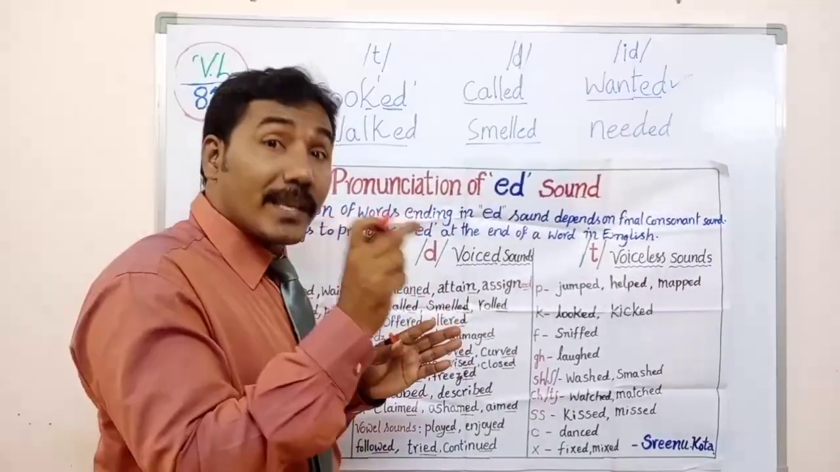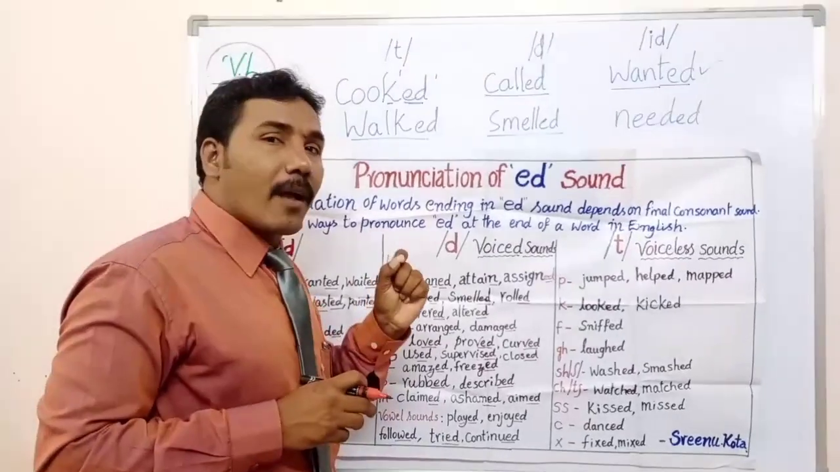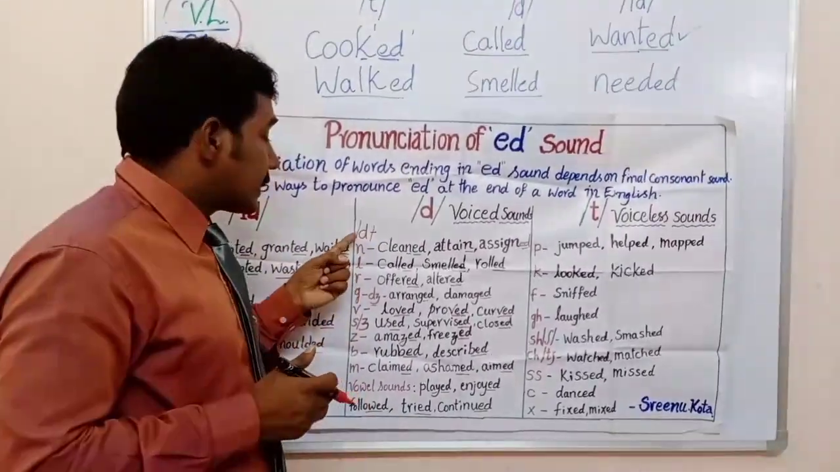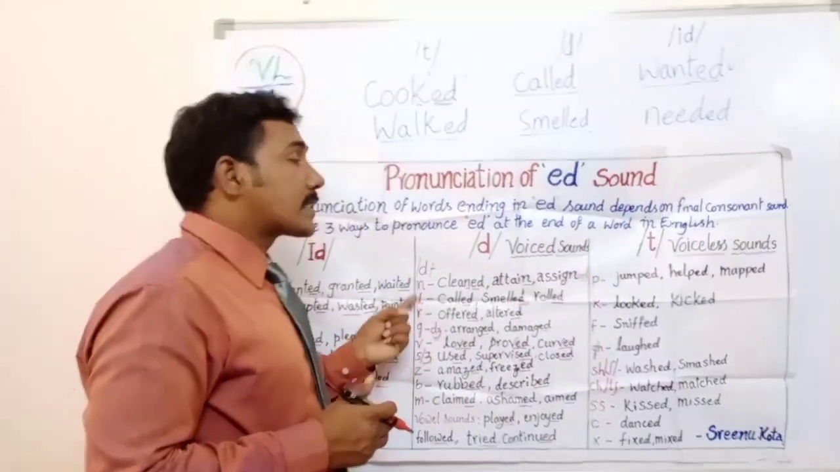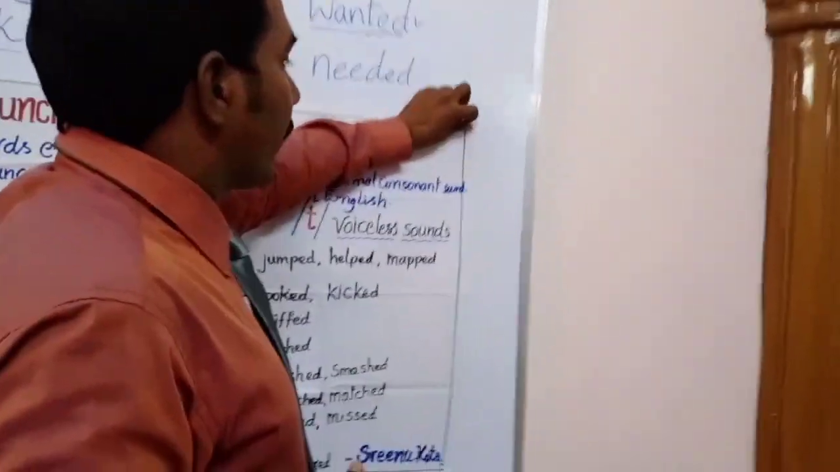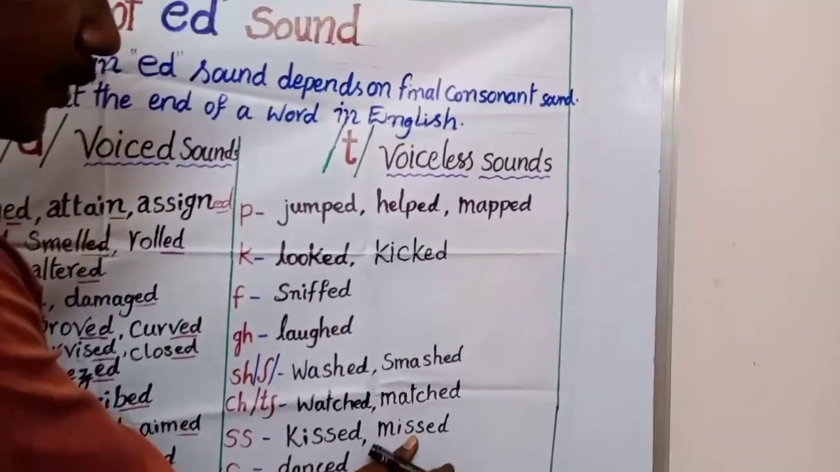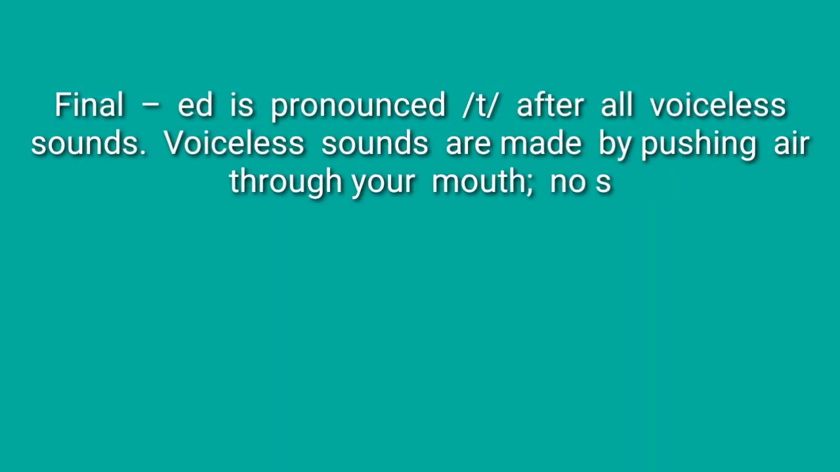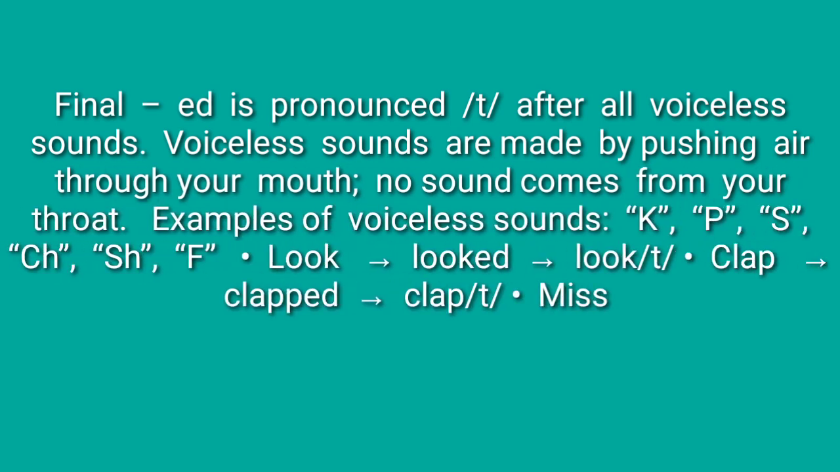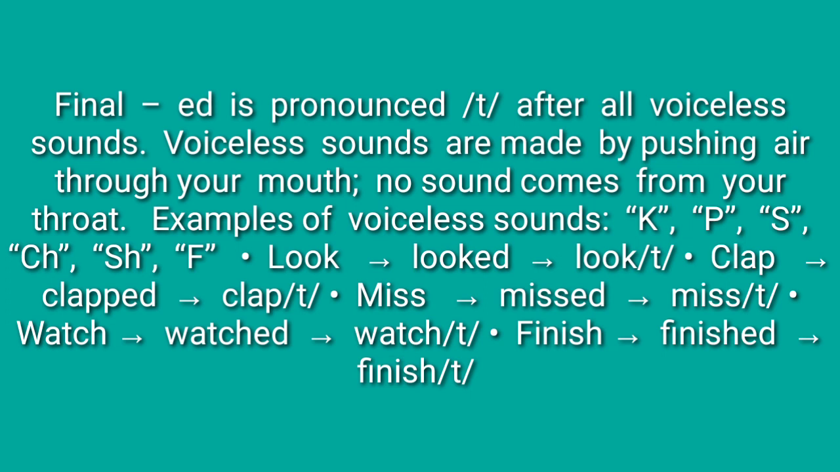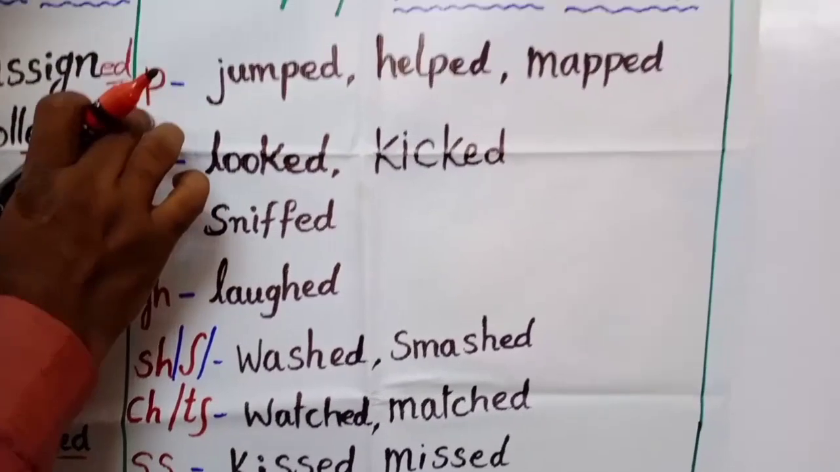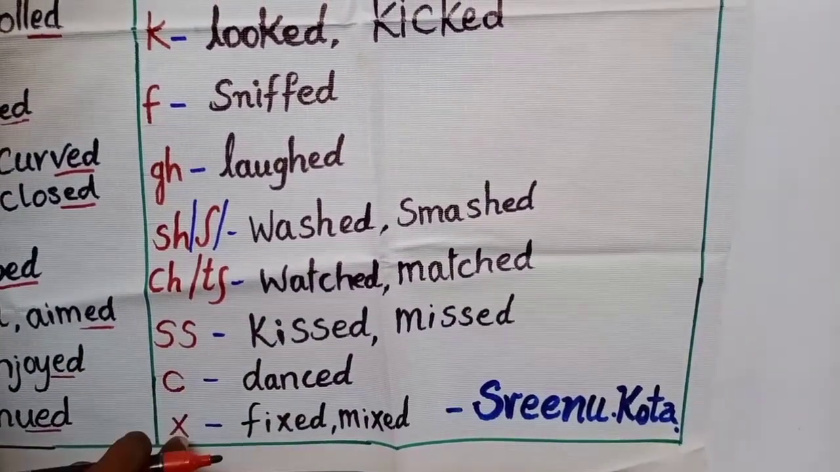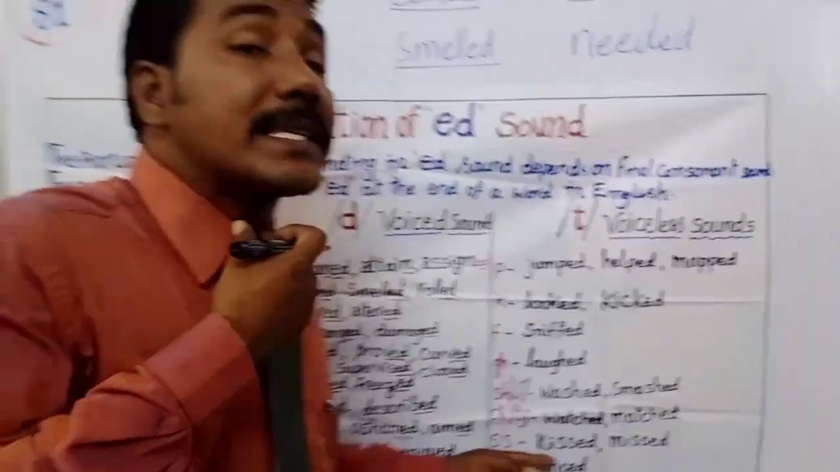Be very careful with the voiced sounds. We have to use the d sound whenever a verb ends with the voiced sounds like n, l, g, like these voiced sounds. Now this is another, the third way, most important and of course most beautiful sound, the t sound. After a verb, when should we use the t sound? If a verb ends with voiceless consonant sounds, for example, p, k, f, sh, ch, s, x. So these are the voiceless sounds.